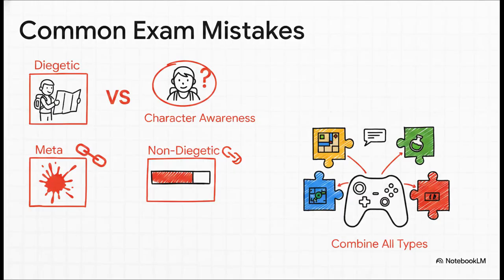Okay, let's talk about the common traps people fall into. The biggest one by far is mixing up diegetic and spatial. They both live in the 3D world, but the tiebreaker is always character awareness. If the character can see it, it's diegetic. If they can't, it's spatial. And also, don't forget that almost no game uses just one type. Most modern games are a hybrid, mixing and matching all 4.